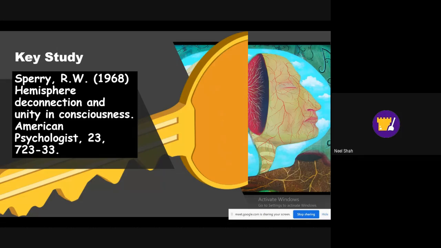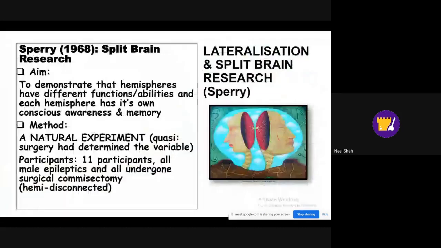So we'll move on here to the Sperry study. This is the key study that you're going to be looking at in this part of the unit. What Sperry is looking at is that hemispheres have different functions and abilities, but each hemisphere has its own awareness and its own memory. So first of all, it was a natural experiment.